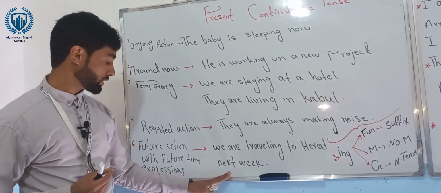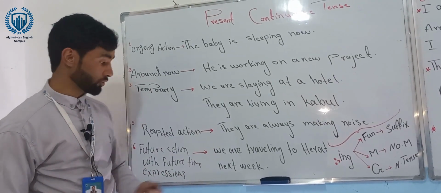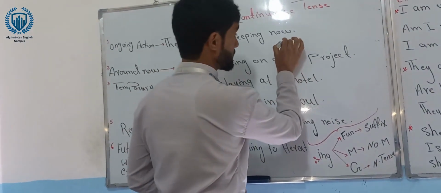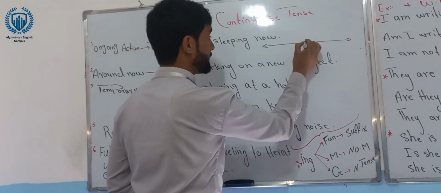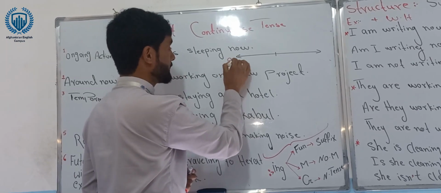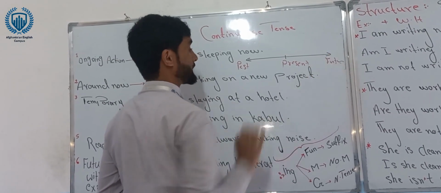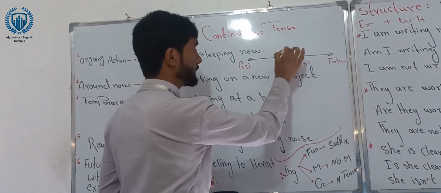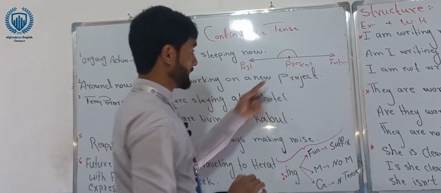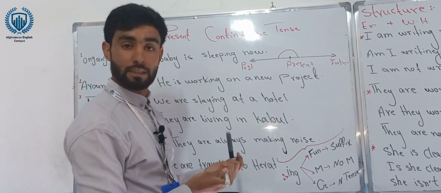It shows a future action with a future time expression. It's called present continuous tense. So these are some of the usages of present continuous tense. If we show present continuous tense on the timeline of the tenses, what kind of tense is it? We call this past. The past is unlimited, present is unlimited, future is unlimited. So it's an ongoing action around now. This tense is called present continuous tense. Right now we are here, right? It's the present. An action ongoing in the present, we call it present continuous tense.